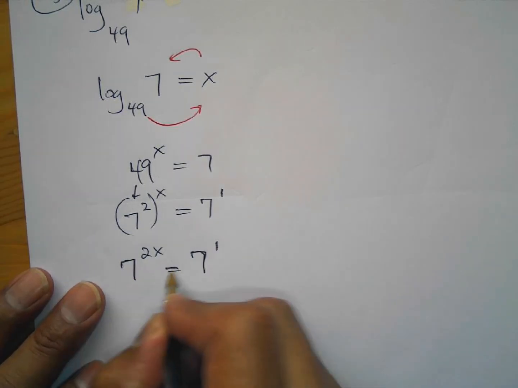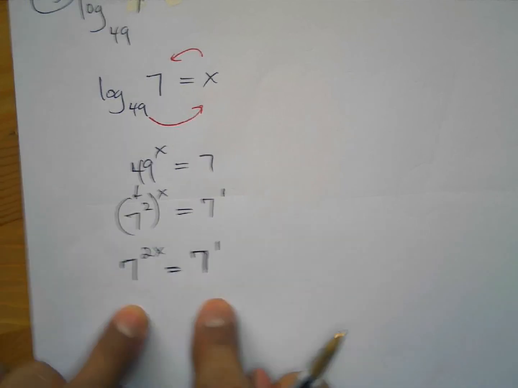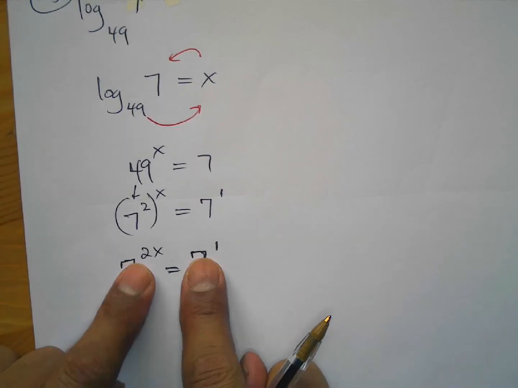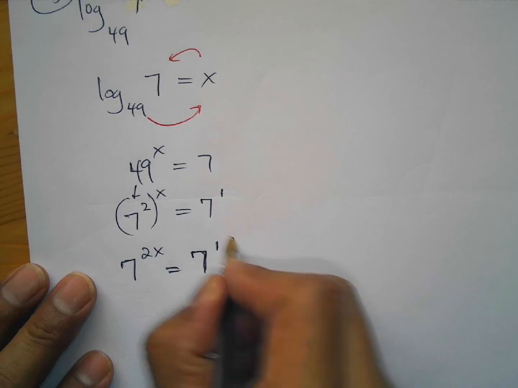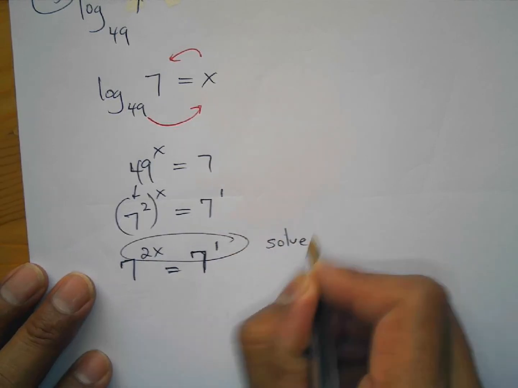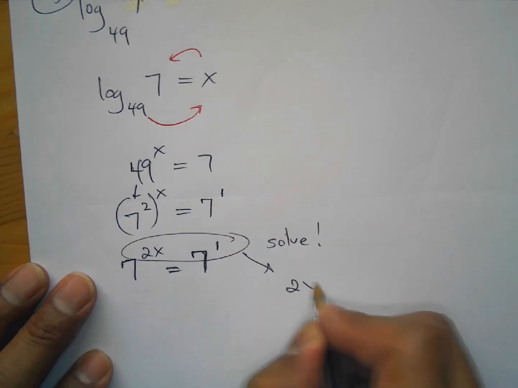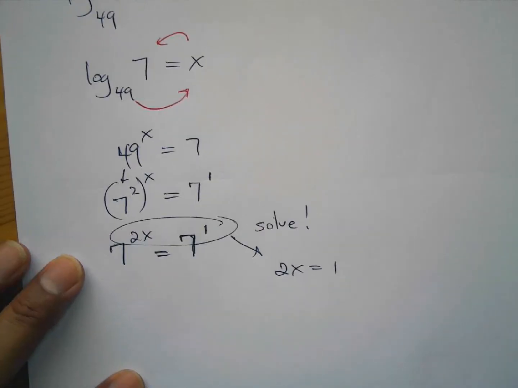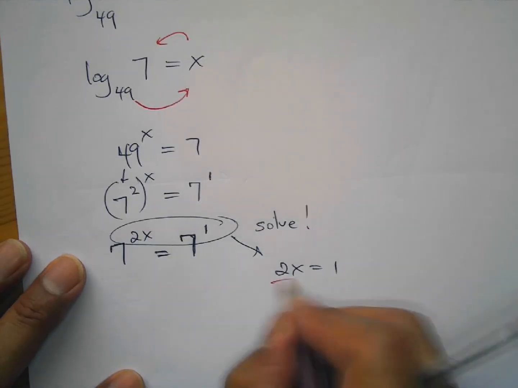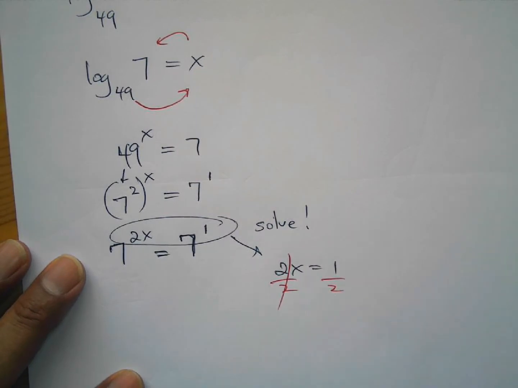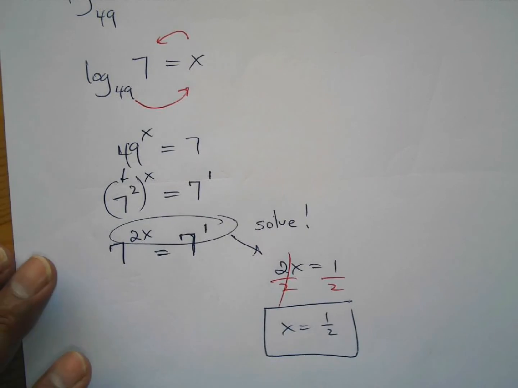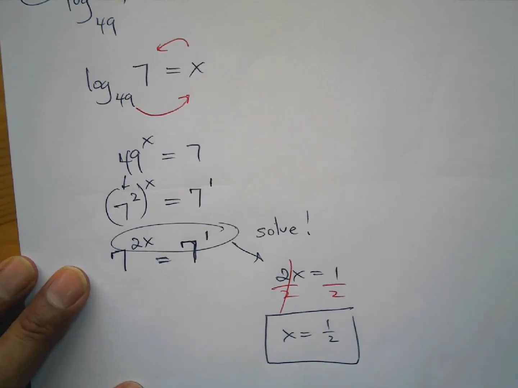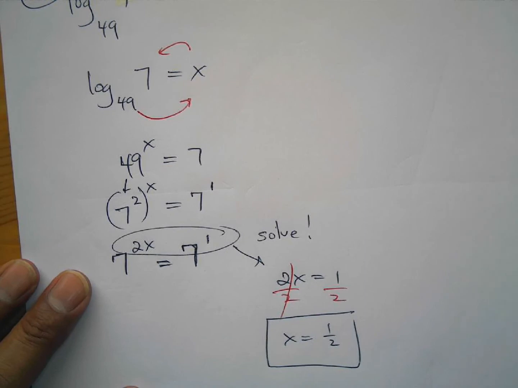That's the goal, to get these bases to be the same and match. Again, once you get them to match, it doesn't matter what they are, you just solve up here. How do you solve 2x equals 1? Well, divide by 2, divide by 2. X equals 1/2. Okay, that's number 5, last one. Number 6.